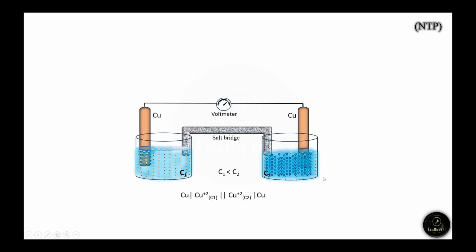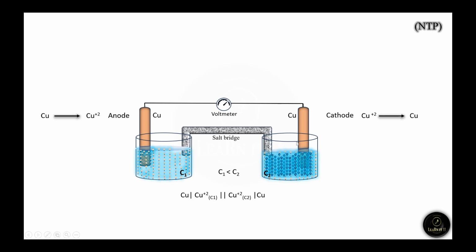In this condition, the electrode with higher concentration starts to undergo reduction. If it undergoes reduction, it acts as a cathode. The electrode with lesser concentration starts to undergo oxidation. So the copper on the left hand side undergoes oxidation to give Cu plus 2 ions, whereas on the right hand side the Cu plus 2 ion undergoes reduction to become copper.